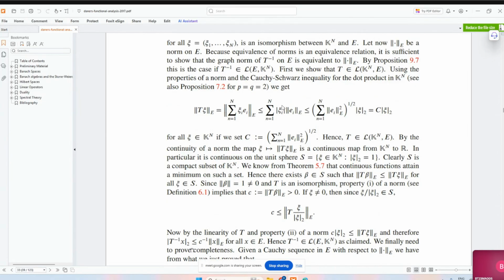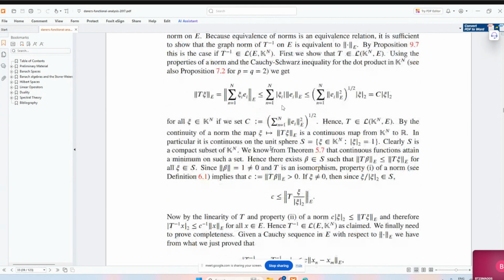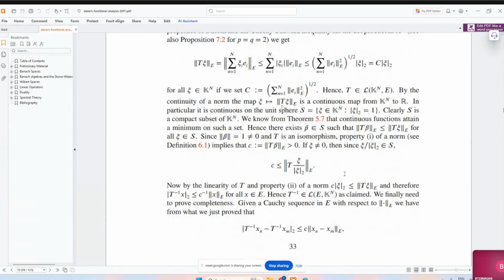All right. By the continuity of the norm, the map xi going to norm T xi is a continuous map. That's what I told you in the beginning of the class. Since the norm is continuous and T is continuous, the composition of two maps is continuous. Therefore, xi going to norm T xi is also a continuous map from K^n to R. In particular, it is continuous on the unit sphere. Normally, in vector spaces, we work on the unit sphere and then we can extend it to the whole space. So call that S the unit sphere, the surface of the unit sphere.